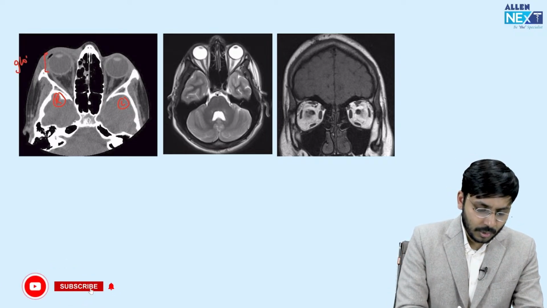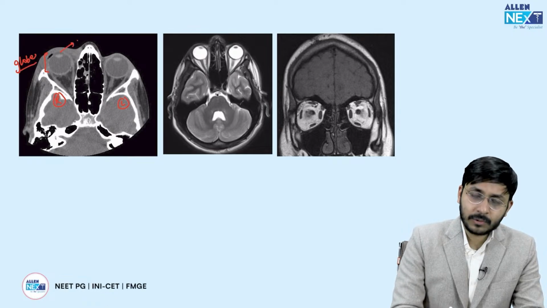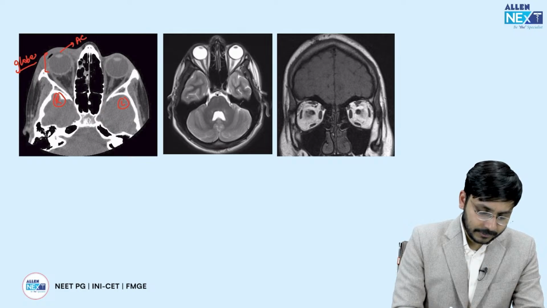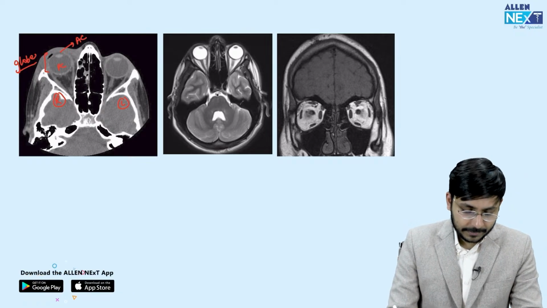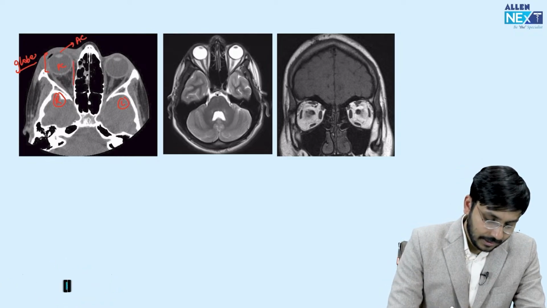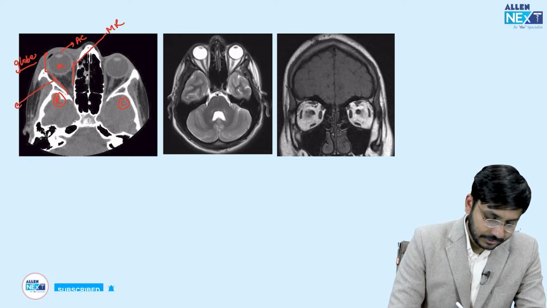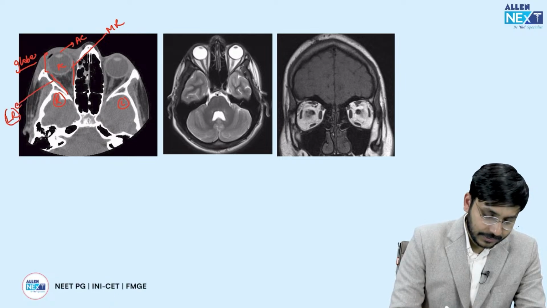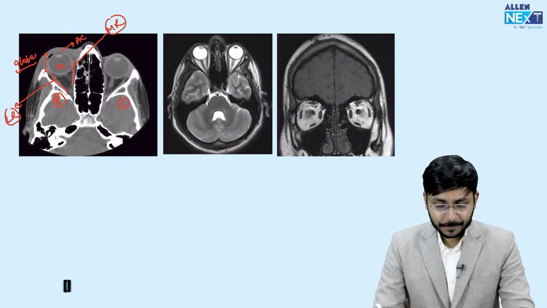We call it globe. So the part of the globe anterior to the lens is the anterior chamber. This will be your posterior chamber, correct? Now let's label the extraocular muscles. So the medial muscle is your medial rectus. Lateral muscle is your lateral rectus, correct?